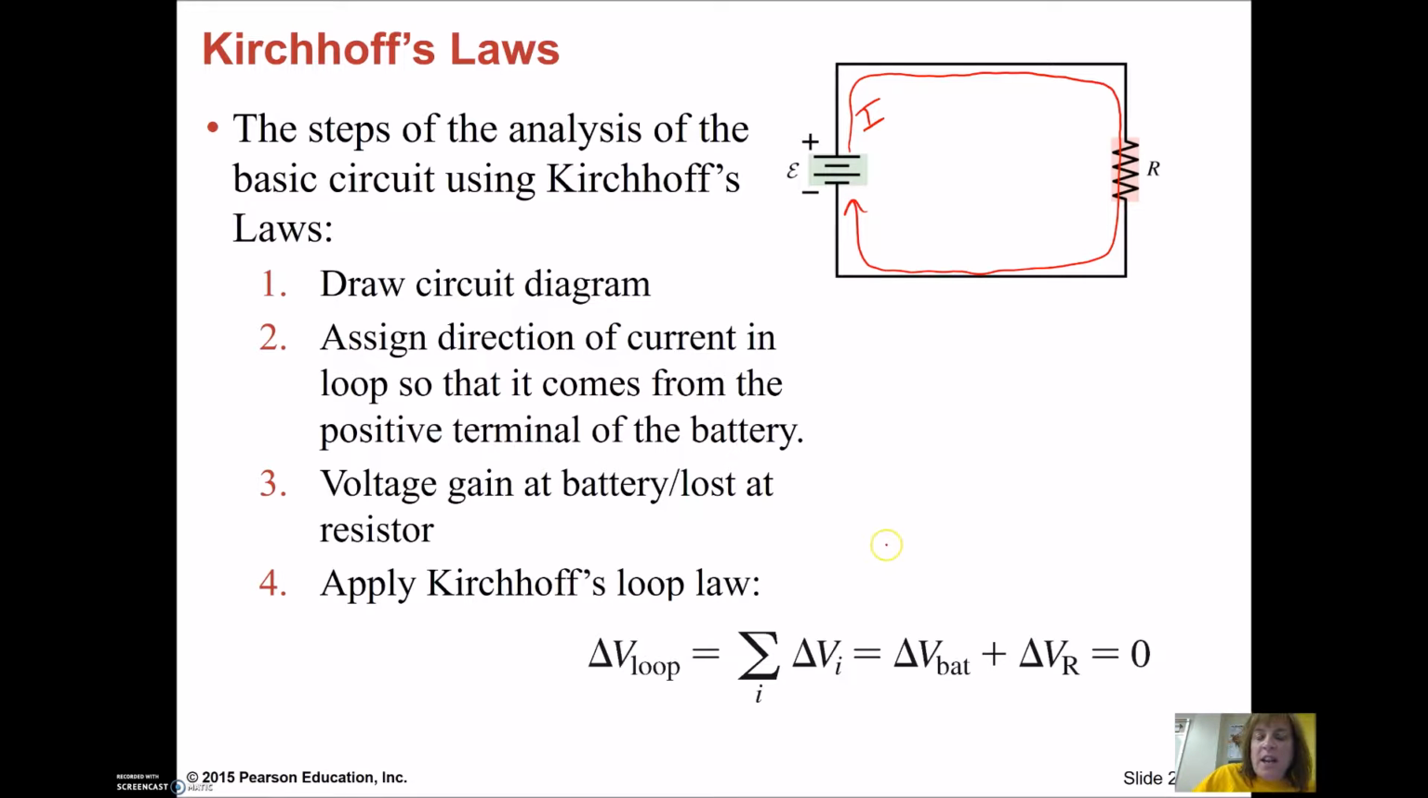So I like to write it as V_BAT minus V across the resistor, right? We're losing voltage there, equals 0, or that means that the voltage I gain at the battery has to equal the voltage I lost at the resistor. And I only have one resistor here, so they're going to be equal to each other, like in the previous slide where I had the 4 and 4.